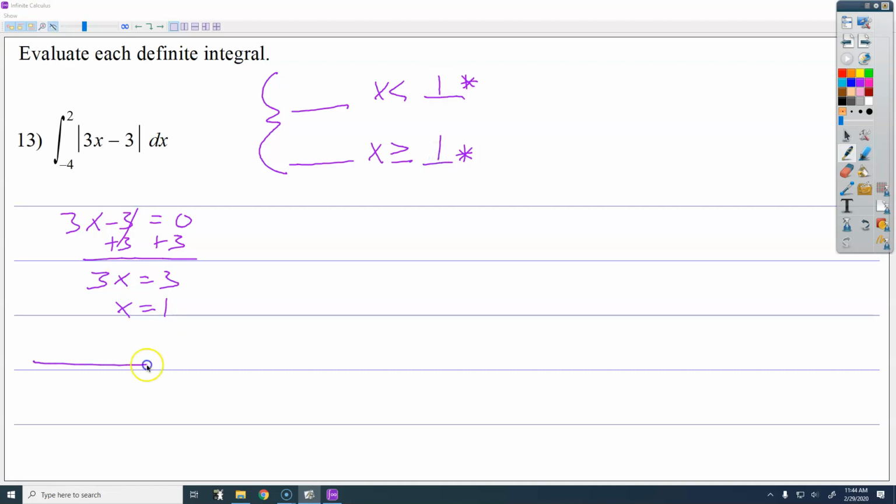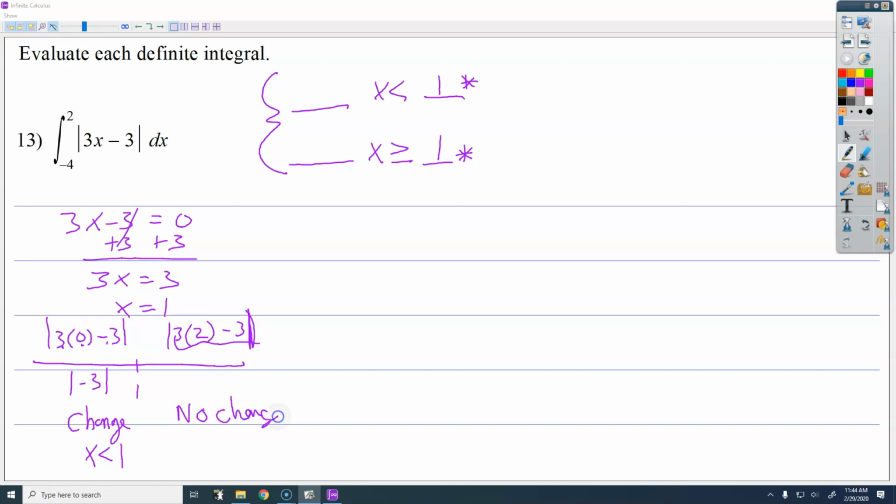Okay, now the next thing we got to do is a number line test. We're going to pick a number to the left and a number to the right of our breaking point. So 3 times 0 is 0, take away 3 is negative 3, and the absolute value will change the sign. So for anything that is less than 1, we're going to change the sign. And whatever happens, we don't really need to calculate this, because once you've got this side done, the other one's the opposite, so there's no change here. So for anything where x is greater than 1, we will not change the sign.